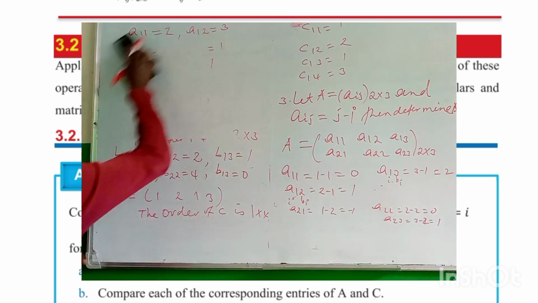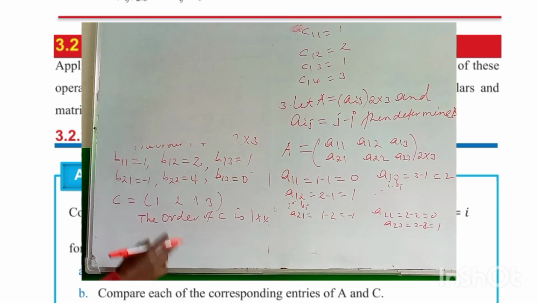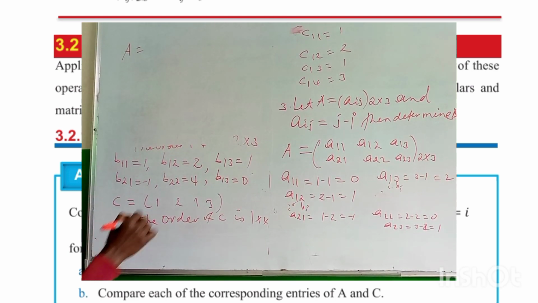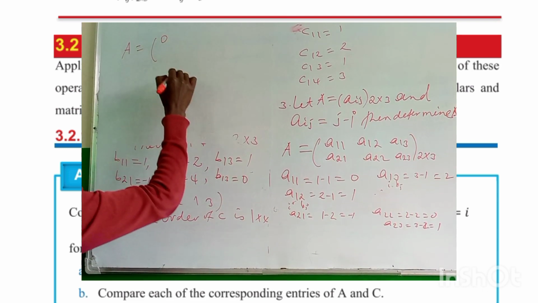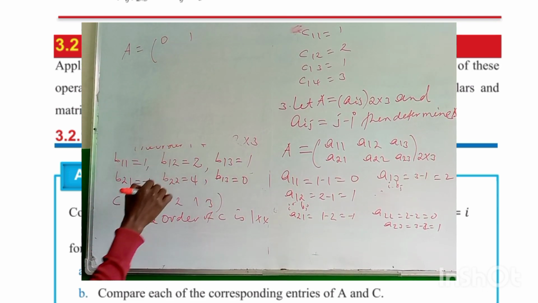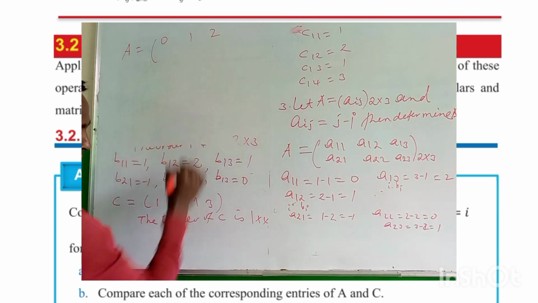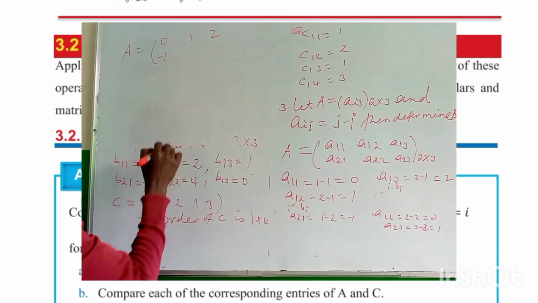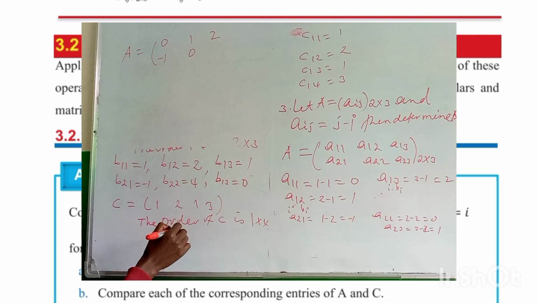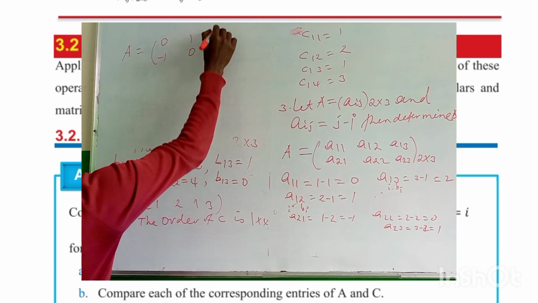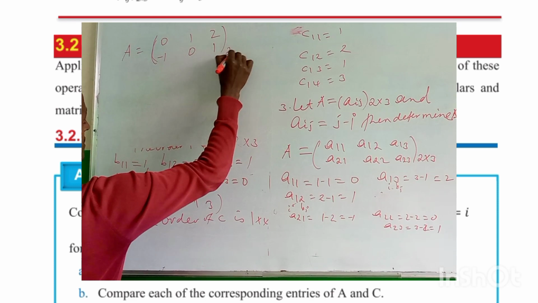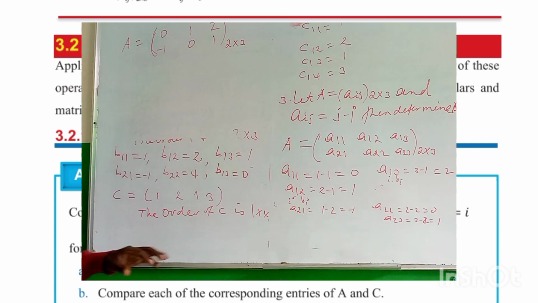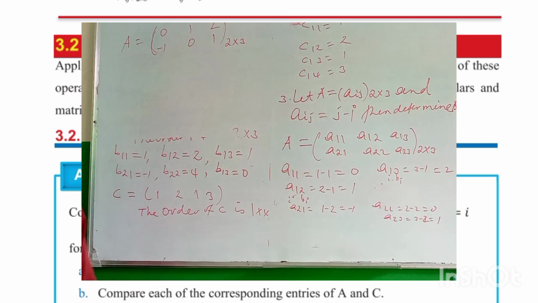Finally, we are going to represent A by those numbers instead of the variables. Therefore, A is equal to: A11 is 0, A12 is 1, A13 is 2, then A21 is minus 1, while A22 is 0, and then A23 is 1. Therefore, this is the value of our matrix A, which we obtained by using the given formula. This is it.